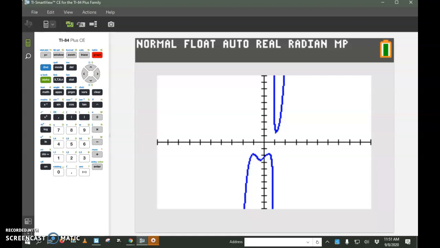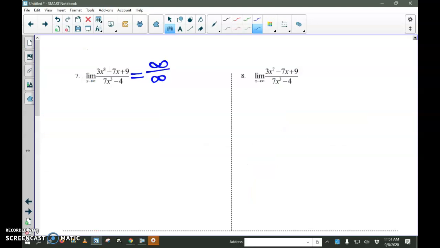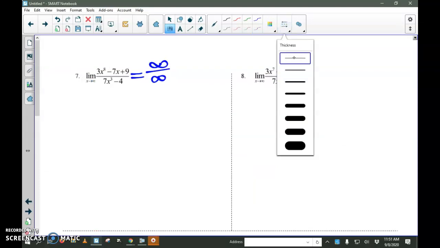Okay, the previous two graphs, clearly as x approached infinity or negative infinity, you were approaching some horizontal line. That is not the case for this graph. And so let's see analytically what that means for us. All right, so again, we're going to look at the end behavior model.